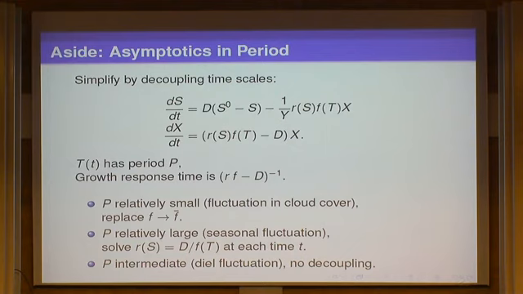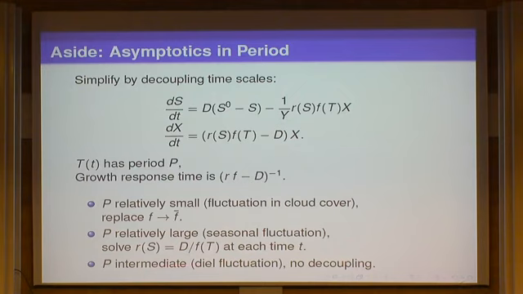So let me talk a little bit about the math. We can simplify this in certain cases by decoupling the time scales, either looking at small period, where capital T has a period P, so very fast fluctuations, like fluctuations in the cloud cover, or very large ones like seasonal fluctuations. Actually, light is the thing that varies quite a bit. Really, in these hot springs, the temperature doesn't vary as much underwater there.